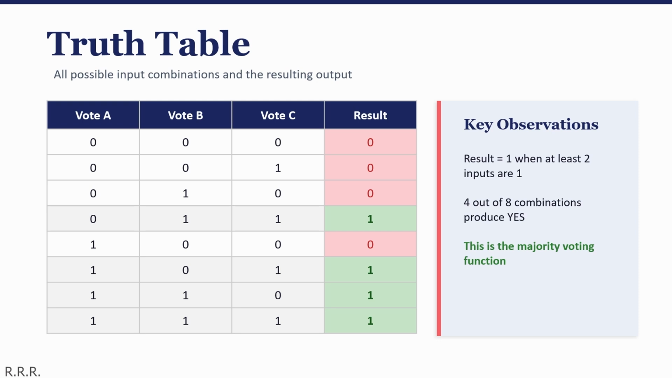Looking at the key observations on the right, the result equals 1 whenever at least 2 inputs are 1. Out of 8 possible combinations, exactly 4 produce a yes result. This confirms we are dealing with a majority voting function.